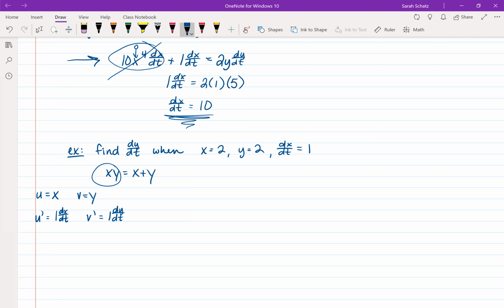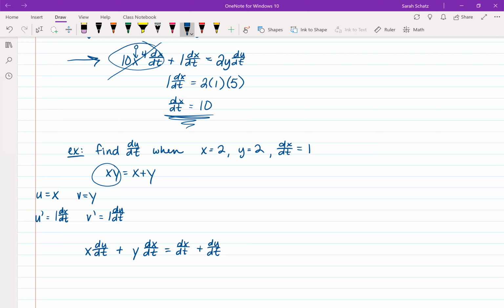So when we put these together, let's see what happens. We get u times the derivative of v, so we get x times dy/dt, plus v times the derivative of u, so we'll have y times dx/dt. So we did the product rule. Over here, the x plus y, well, take the derivative of x and you're just going to get dx/dt. Derivative of y is just dy/dt.